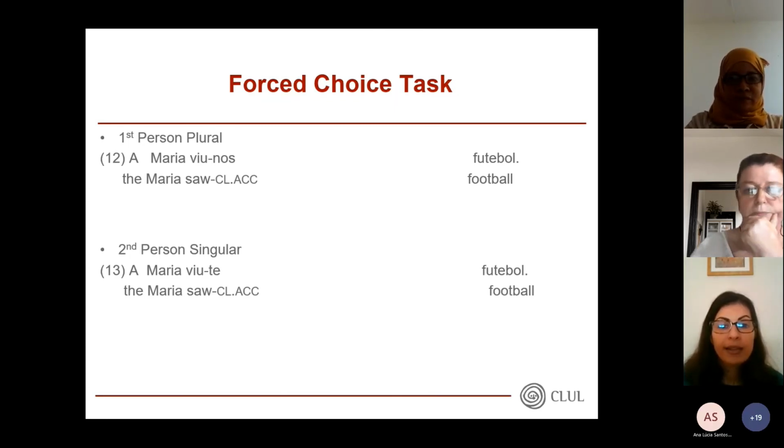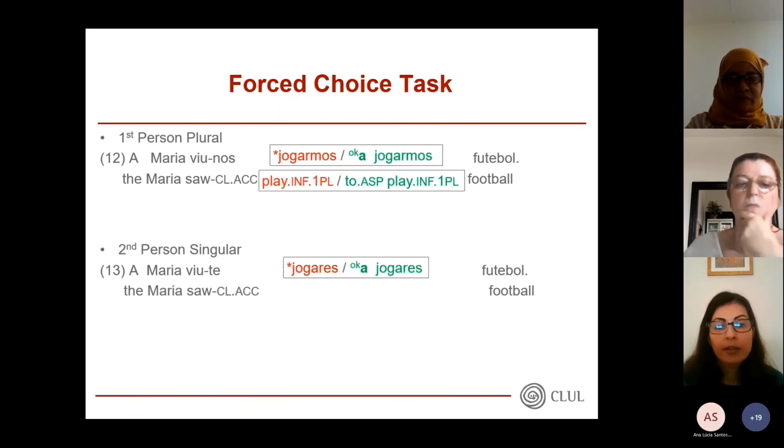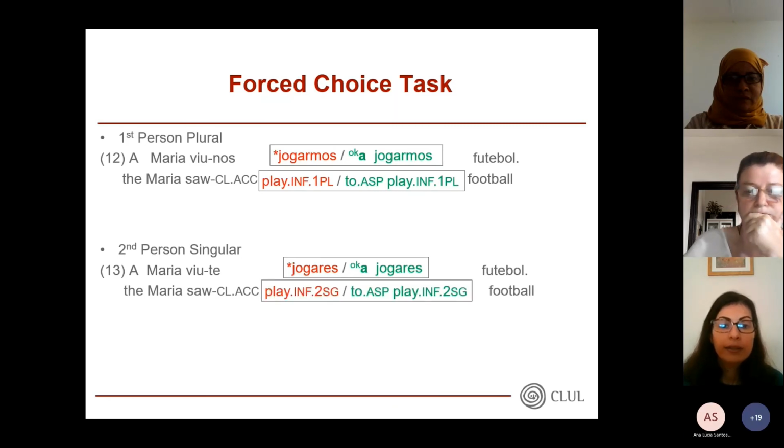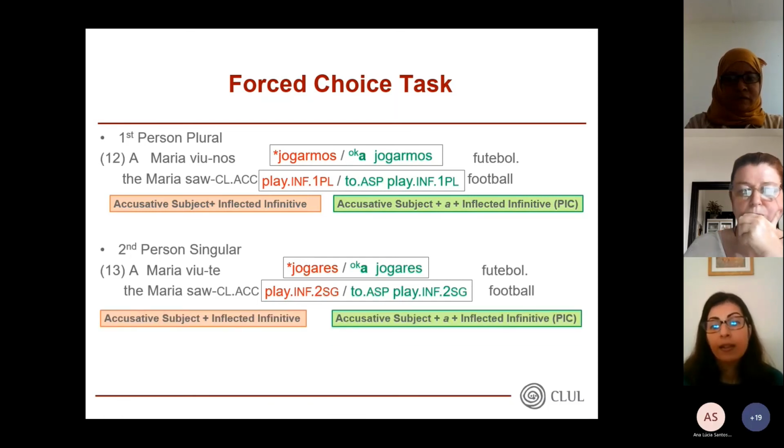The participants had sentences like the ones in 12 and 13. Maria saw blank space football, and the two options they could choose between were one that has an accusative subject plus inflected infinitive, and that is impossible in Portuguese, and one with accusative subject plus a plus inflected infinitive that corresponds to PIC with inflected infinitive. So the only difference between the two options is the presence of the spectral head.